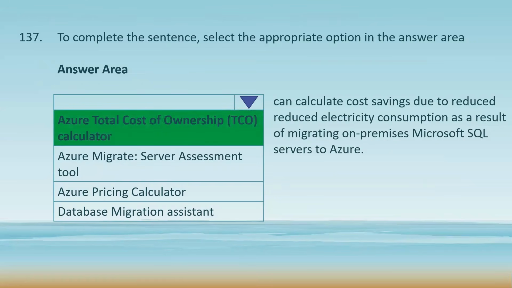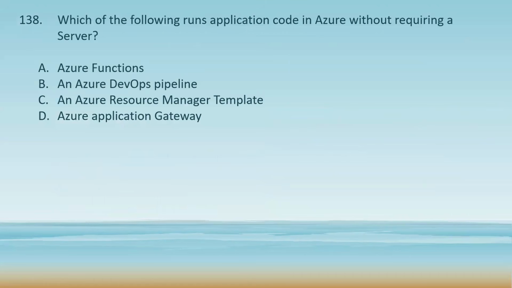It is used to estimate the cost savings you can achieve by migrating your application workloads to Microsoft Azure. Question number 138 of the series. Which of the following runs application code in Azure without requiring a server? So here we are talking about serverless computing. Your options are Azure Functions, an Azure DevOps pipeline, an Azure Resource Manager template, Azure Application Gateway.